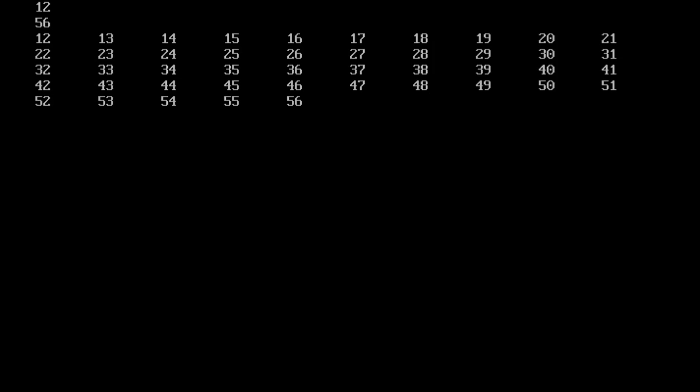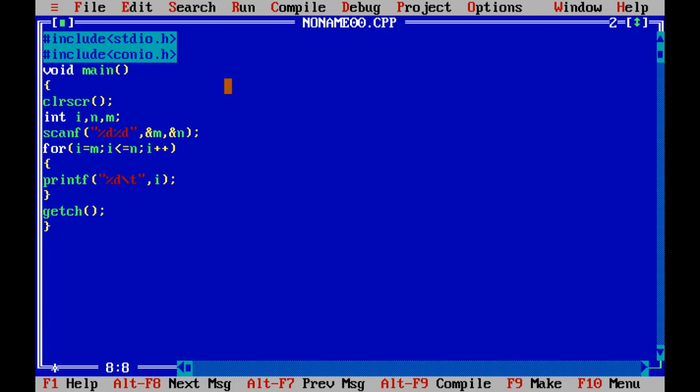Okay. So going through this video, I think you have understood the general function of for loop, and let me explain this once. We have taken m as 12 and n as 56. So over here it is for I equal to 12, I less than equal to 56, I plus plus. Over here we are considering that m is less than n.